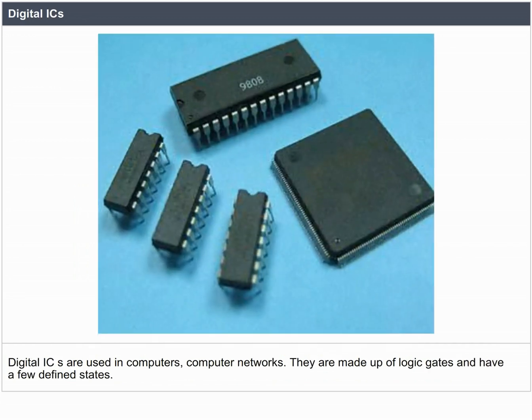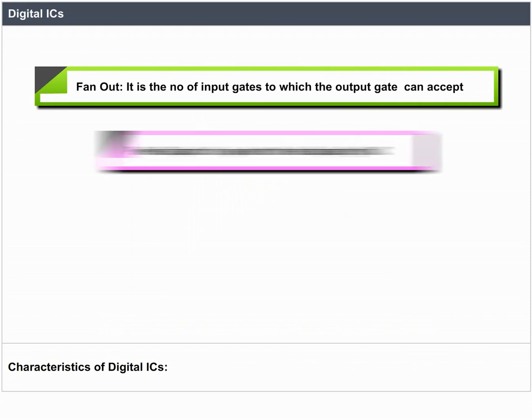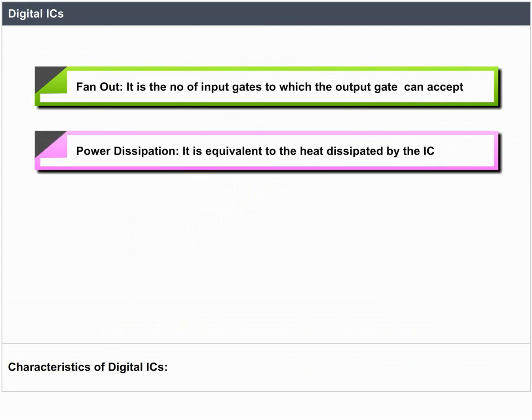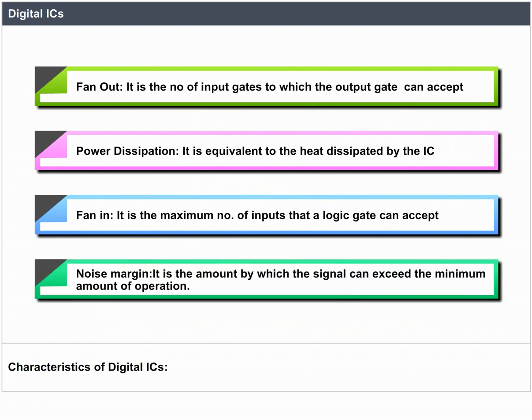Digital ICs. Digital ICs are used in computers, computer networks. They are made up of logic gates and have a few defined states. Characteristics of digital ICs. Fan-out. It is the number of input gates to which the output gate can drive. Power dissipation. It is equivalent to the heat dissipated by the IC. Fan-in. It is the maximum number of inputs that a logic gate can accept. Noise margin. It is the amount by which the signal can exceed the minimum amount for operation.